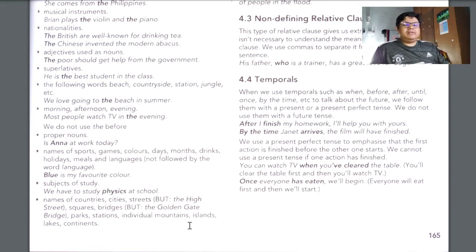Individual mountains, okay, nama gunung tak boleh. Nama parks, okay, taman. Stations, okay, stesen polis ke kan, tak boleh. Pulau, okay, islands, lakes, tasik, continents, benua, okay, benua Asia contohnya, the Asia continent. Kalau kita sebut the Asia continent tu boleh lah, sebab perkataan the tu untuk kontinen. Tapi kalau kita sebut Asia sahaja, then we can't use the article the.